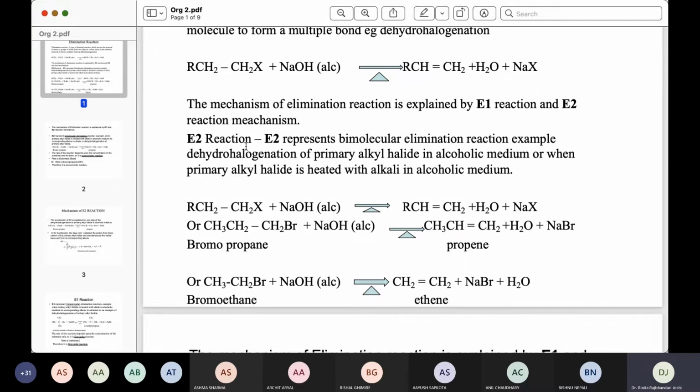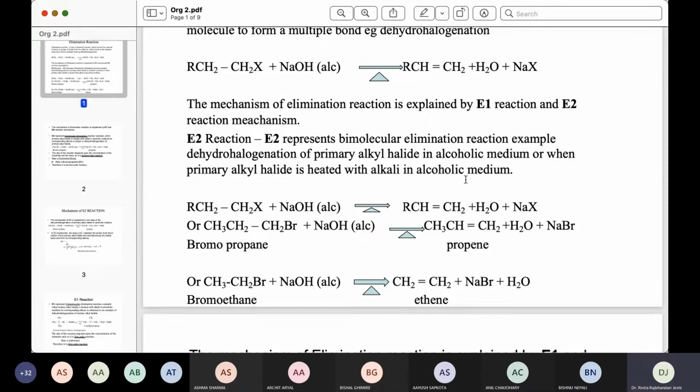So what does E2 represent then? E2 भन्नाले के बुझिन्छ त भन्दाखेरि, this E2 represents the bimolecular elimination reaction. And for this example, dehydrohalogenation of primary alkyl halide in alcoholic medium. Dehydrohalogenation of primary alkyl halide मात्र भन्ने बित्तिकै पनि बुझिन्छ, किन भन्दाखेरि dehydrohalogenation भनेको alcoholic medium मात्र हुन्छ, स्पेसिफाई गरे पनि पर्यो भयो.